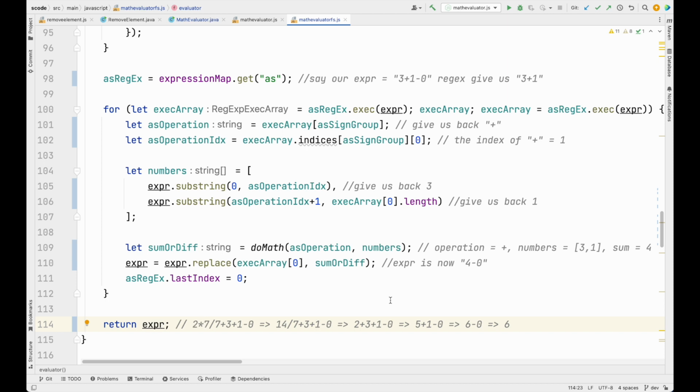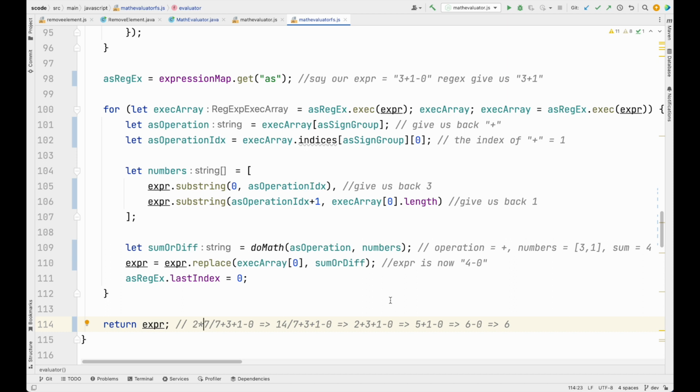So now you have 14 divided by 7 plus 3 plus 1 minus 0. That's your new expression, because remember, we do 2 times 7 first. Then we do 14 divided by 7, which will give us 2. And now our expression would be 2 plus 3 plus 1 minus 0. 2 plus 3 is equal to 5. And then we're stuck with 5 plus 1 minus 0. And then we end up with 5 plus 1, which is 6. And now our expression is 6 minus 0. And then eventually we get the return value of 6.